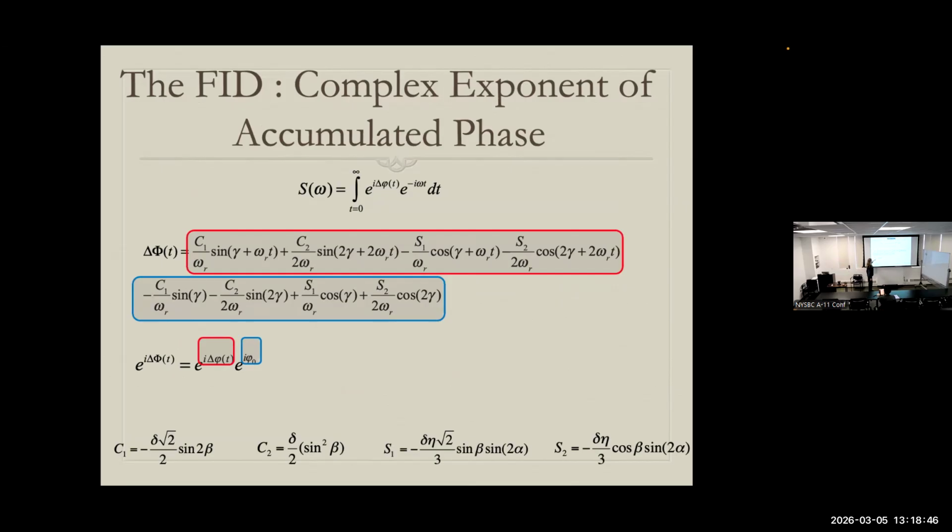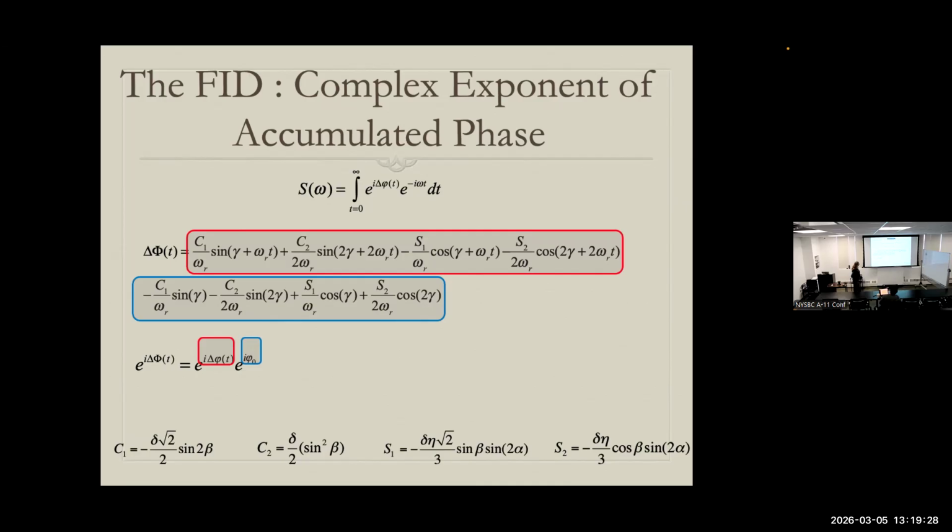You remember that if I want to exponentiate the sum of two numbers, then I can also take the product of their respective exponentials. So I could take that times the isotropic accumulation in this way. Sometimes that simplifies things. That's the FID, e to the I delta phi t. And it needs to be Fourier transformed.